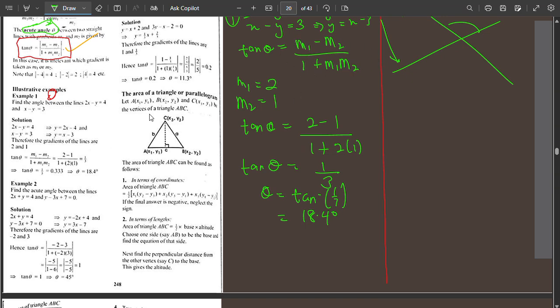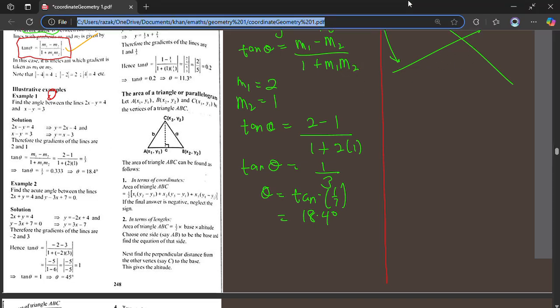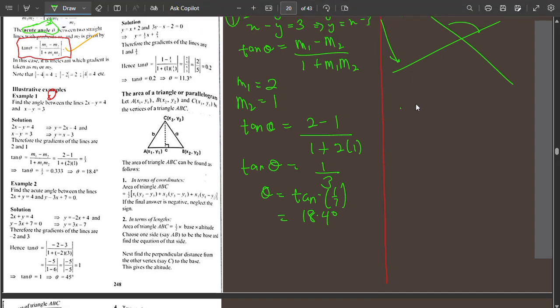But if you want the acute angle, always when lines intersect like this, there is an acute angle and then there is one that is not acute. The acute angle is less than 90 and the other one is greater than 90. So if you want the acute angle, the keyword is acute. In example 2, you have to find the acute angle. That means you're going to use the absolute value.